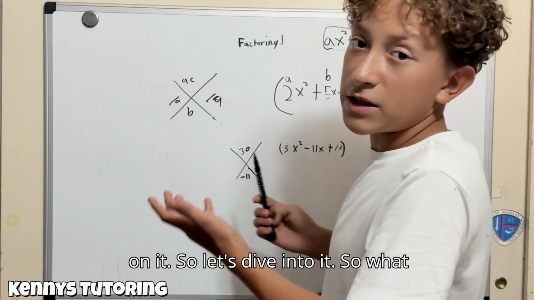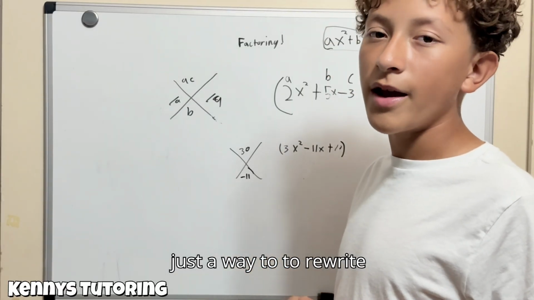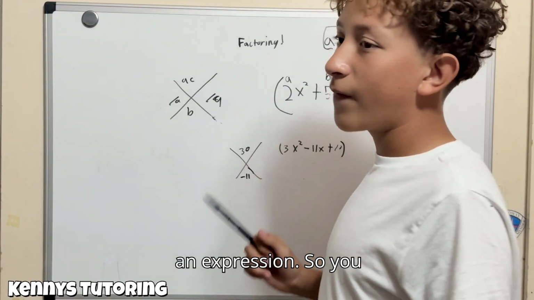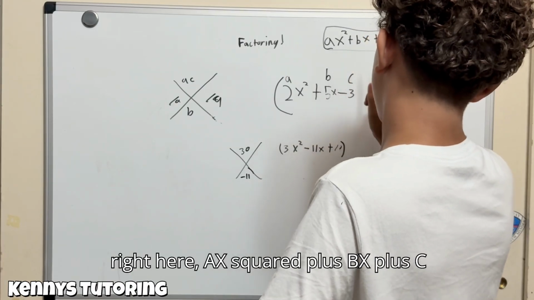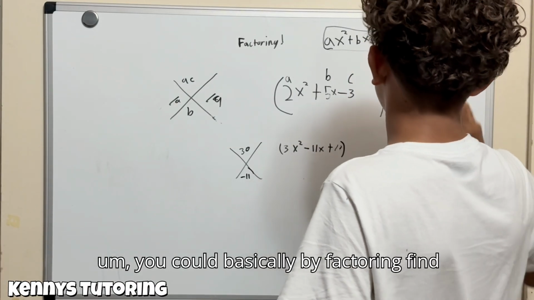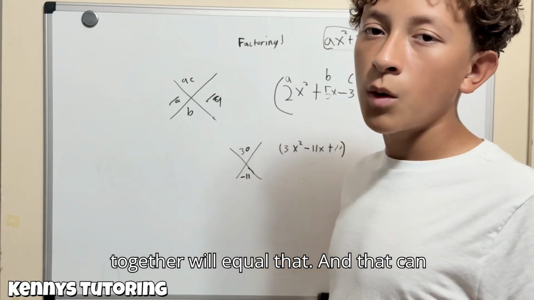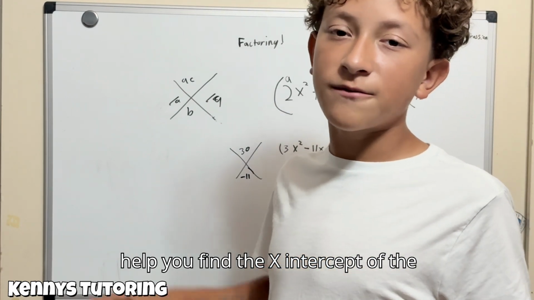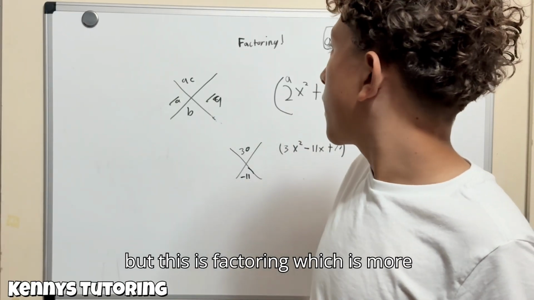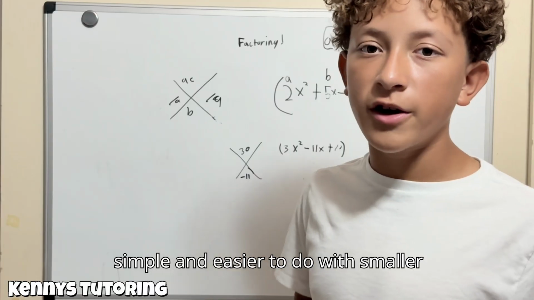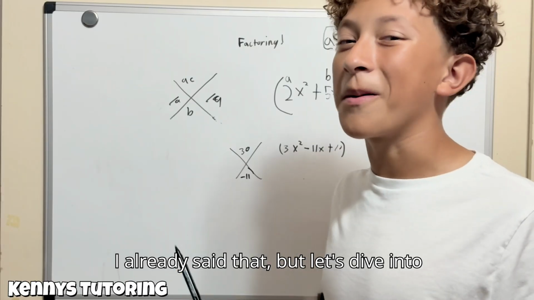So, what is factoring? It's basically just a way to rewrite an expression, so you could find different parts about the expression. Look at this quadratic right here, ax squared plus bx plus c. By factoring, you could find the two expressions that when multiplied together will equal that, and that can help you find the x-intercept of the parabola that it creates. I already have a video on the quadratic equation, but this is factoring, which is more simple and easier to do with smaller numbers. Alright, let's dive into the problems.